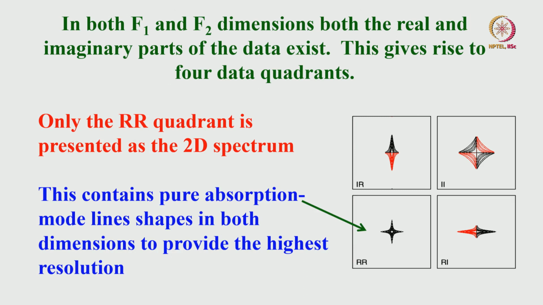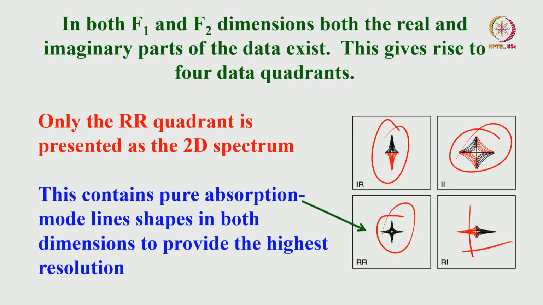For example, look at this: one dimension imaginary, other dimension real. You have both the dimensions imaginary. Here real and imaginary, and both are real. And look at it, this is a sharp peak. Look at this, very broad, imaginary. This is one side broad, other side is sharp. But this is what we have to consider. Always double absorption mode gives a better resolution.